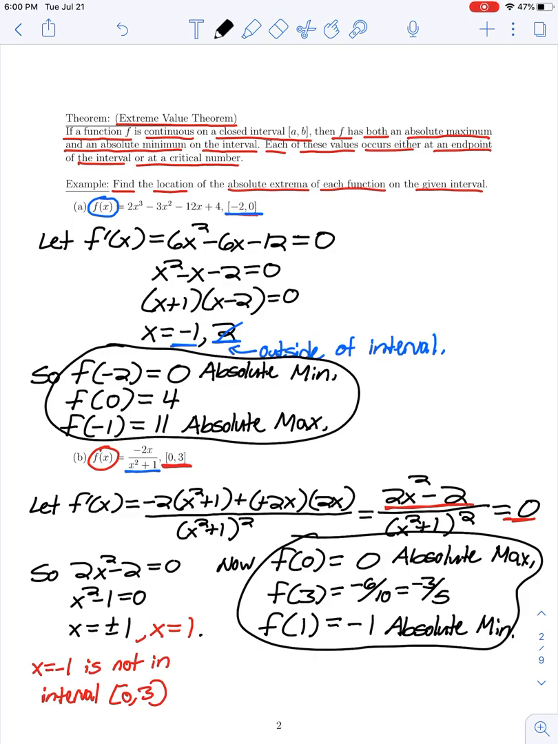So this example illustrates how the extreme value theorem works. We know if our function is continuous over a closed interval, it will have an absolute maximum and minimum value. To find them, we look at the value of our function at the endpoints of the interval, as well as at any critical values which lie within that interval.